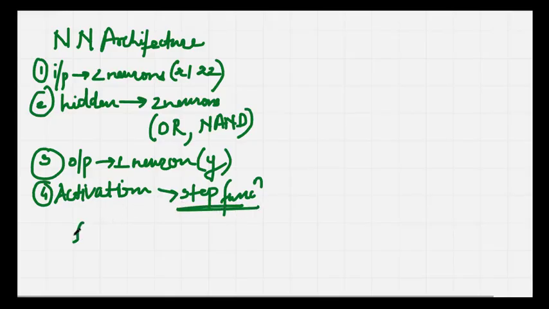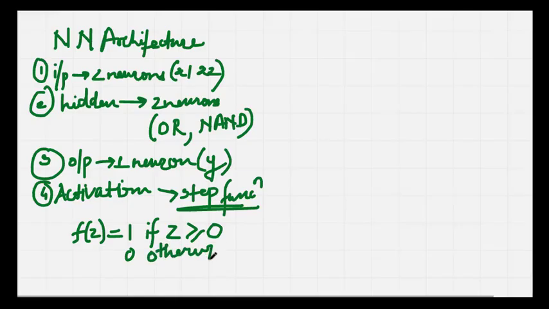So what it is, that is nothing but f of z will be equal to 1 if this z, whatever equation we are defining, is greater than or equal to 0. Otherwise, we get it as 0. Okay, so this is how our neural network architecture is.